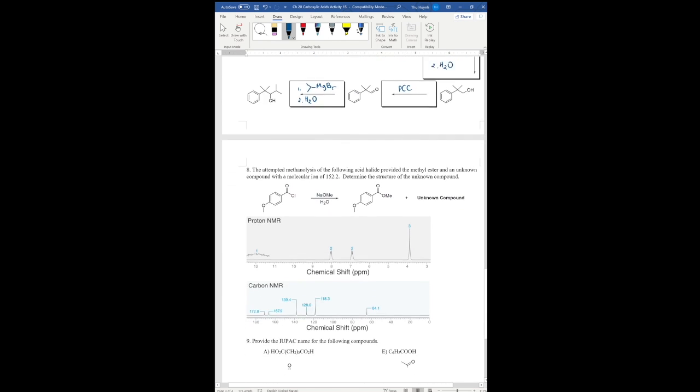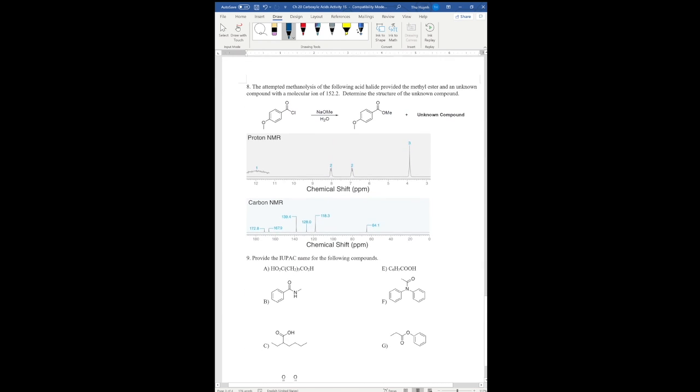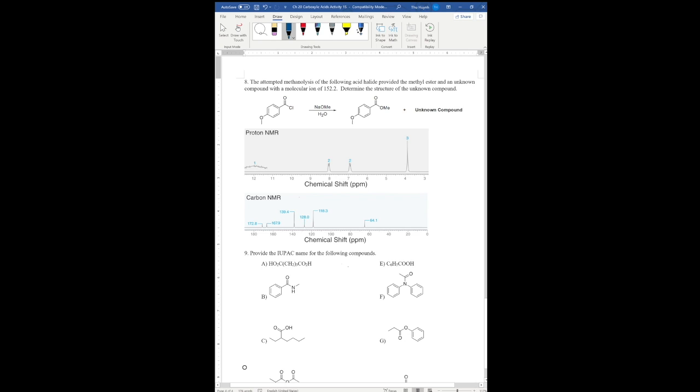Okay. Now let's move on to number 8. Below is the methanolysis of the following acid halide that gives rise to two different structures, a methyl ester and an unknown compound with a molecular ion of 152.2. Our job is to determine the structure of the unknown compound.